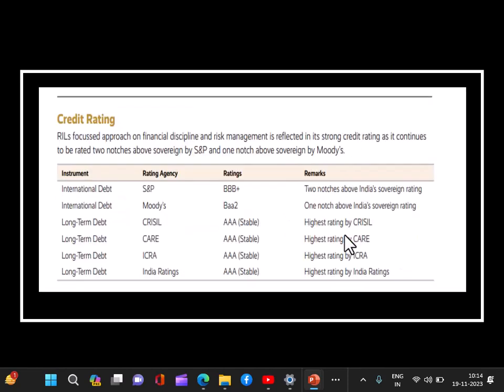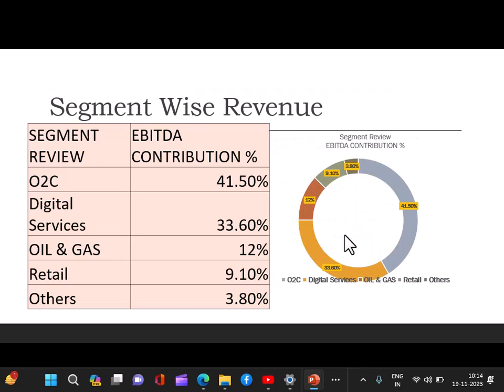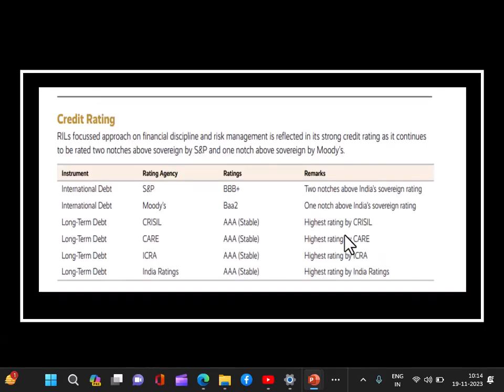Then, if you look at the credit rating, and of course they have one more business, which is called the energy business, for which they have not reported any revenue. Maybe in the next year they'll have. So O2C has a 41.5% contribution, digital services 33%, which is a very high profit margin business, and then oil and gas, retail, and others. So they're well diversified, and their international credit rating is triple B plus.